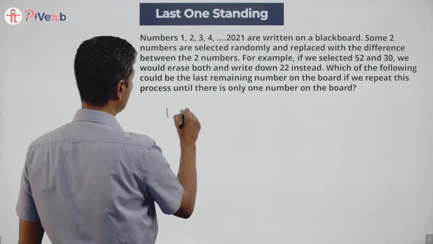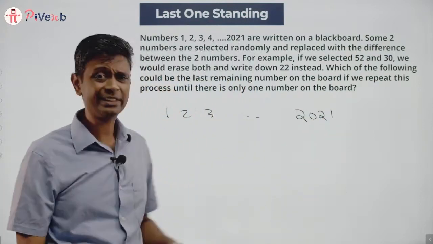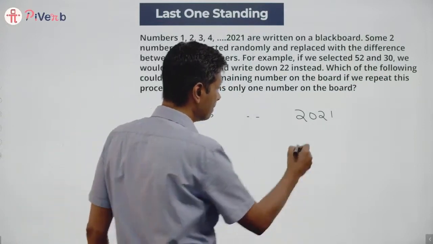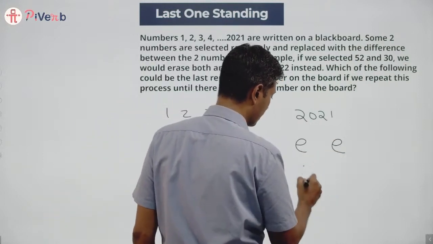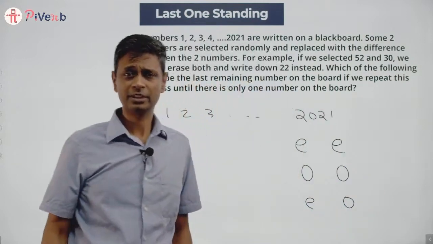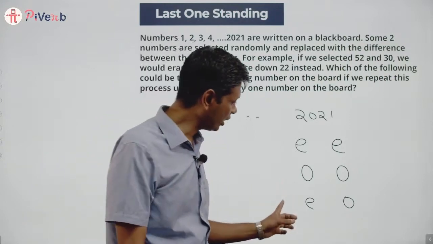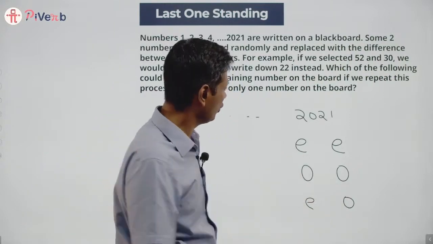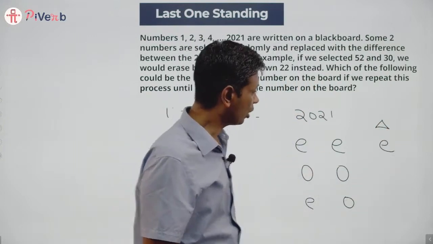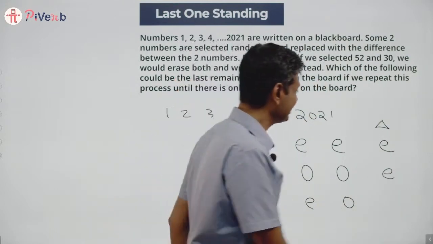And so I have 1, 2, 3, 4, up to 2021. Out of these, I'm selecting two numbers. And there are three ways of selecting this. I could select both numbers to be even, both numbers to be odd, or one even and one odd. If both are even, the difference between these two is even. If both are odd, the difference between the two is even. If there's one even and one odd, the difference is odd.